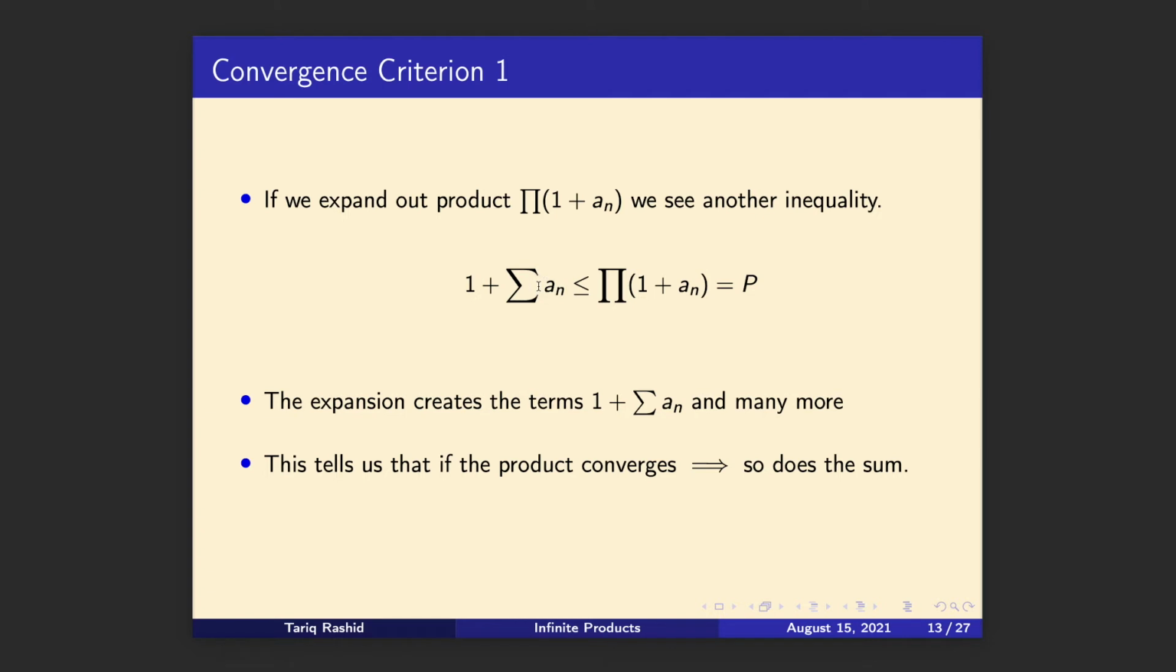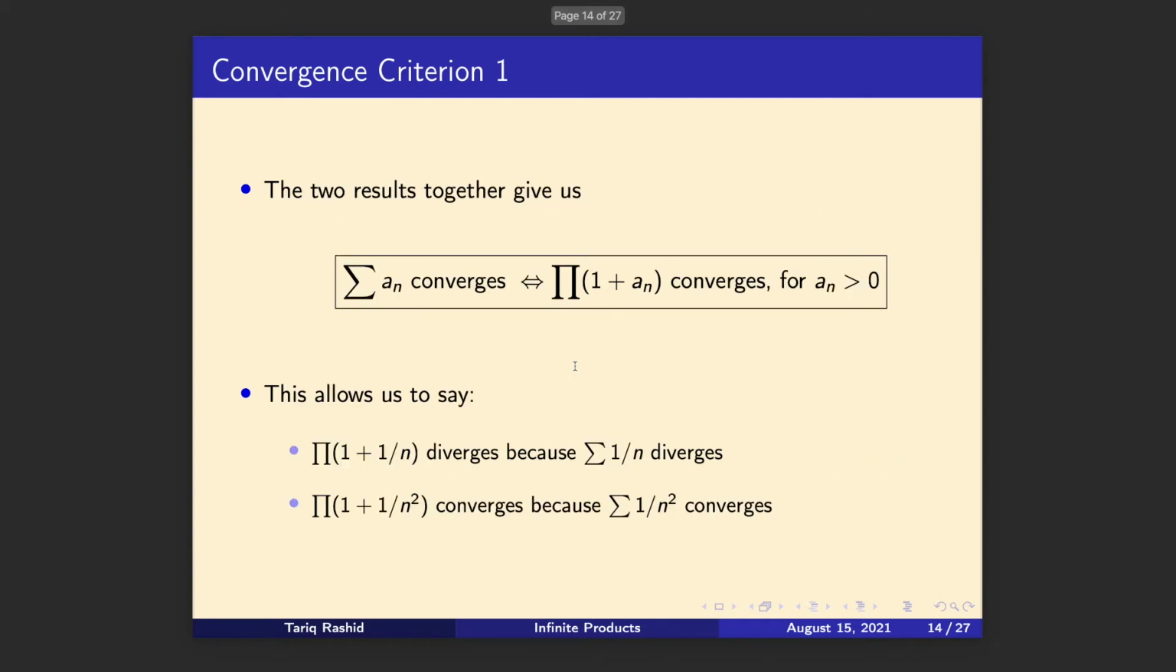That's what we've done here. So we said 1 plus the sum of all those terms, and remember they're all positive now, is less than or equal to the full expansion of the brackets. So that means if the product converges, then so must the sum, because it's the other direction now. So we've got it in both directions, and that's the first result, and that's why there's a bidirectional implication here. If the sum converges, then the product converges, or if the product converges, this sum converges, as long as an is more than 0. The terms, the an's, are more than 0.